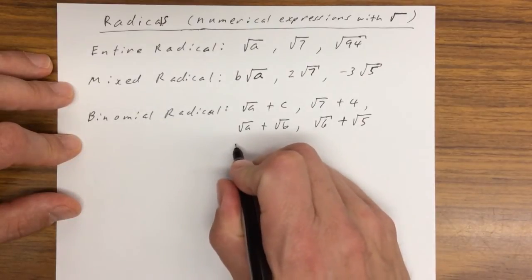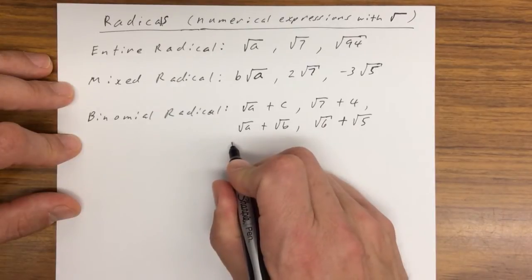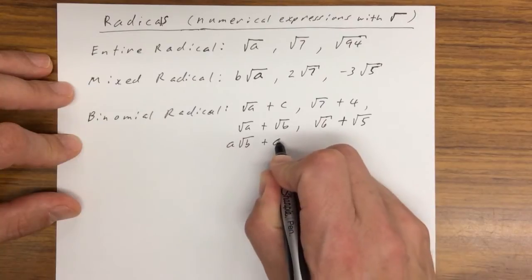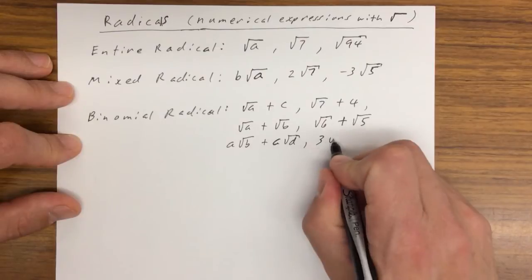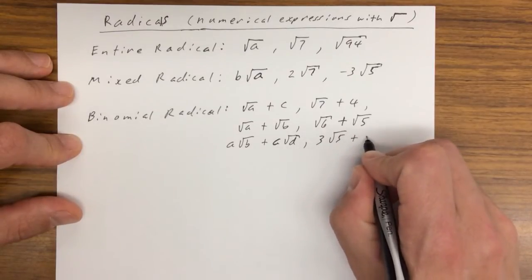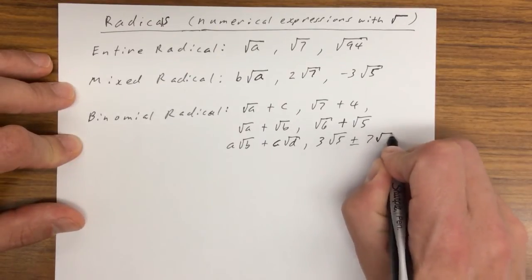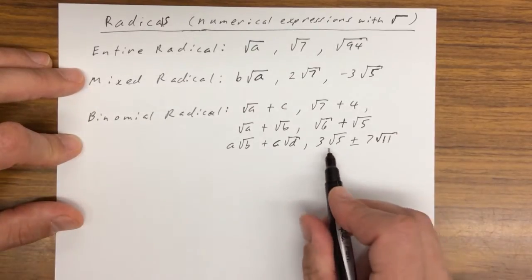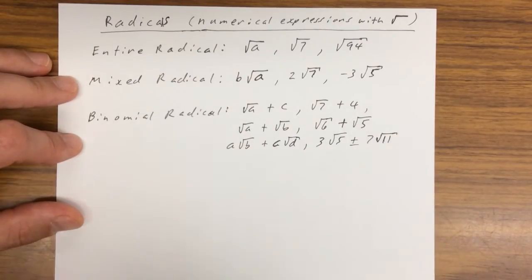Or you could have some mixed radicals in here. So say you have a root b plus c root d. Could look like 3 root 5 plus or minus, so I put a minus there, 7 root 11. Okay, so that's mixed radicals in a binomial form.